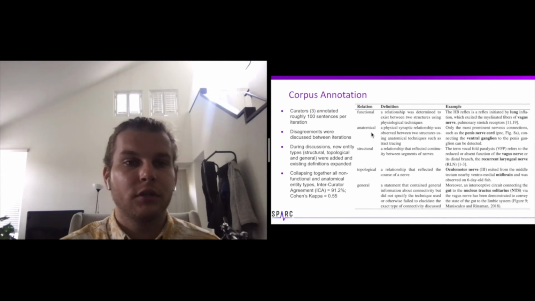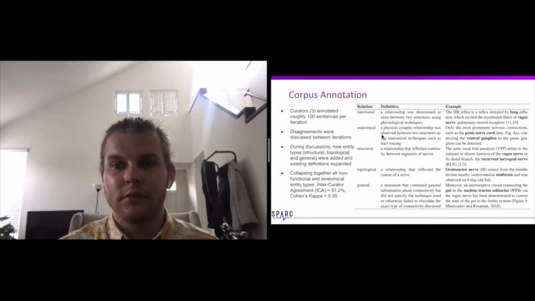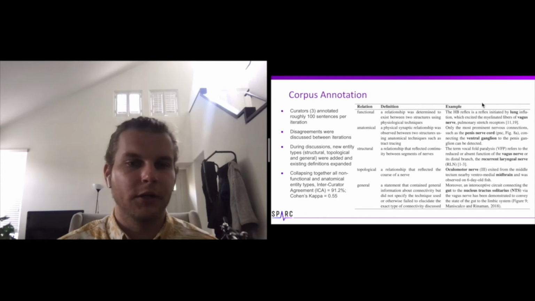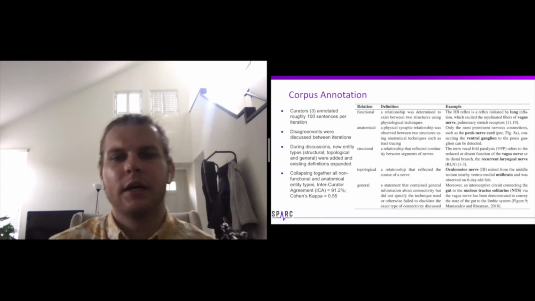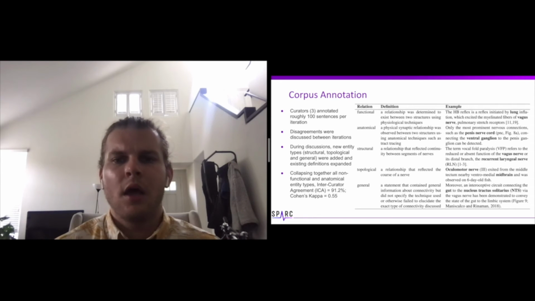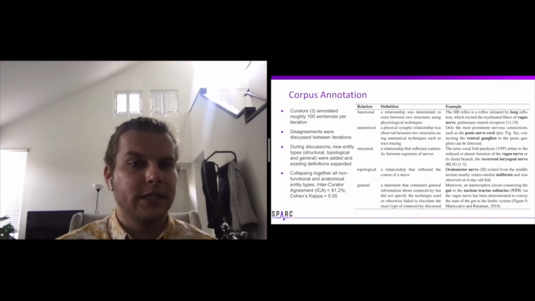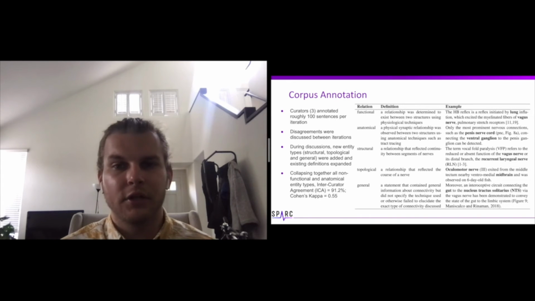During our first iteration, we only defined relations as functional, meaning we saw some sort of physiological connection; anatomical, where we just saw a physical connection with no underlying functional relationship; and lastly, no relationship, which is self-explanatory. We discussed disagreements between the curators after each iteration. After our first iteration, we agreed to add some new entity types: structural, topological, and general. This was done to further clarify our functional and anatomical relations.